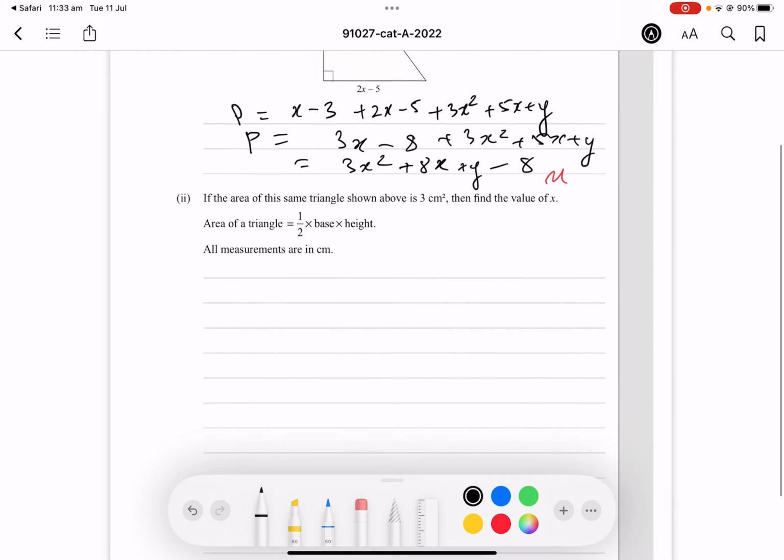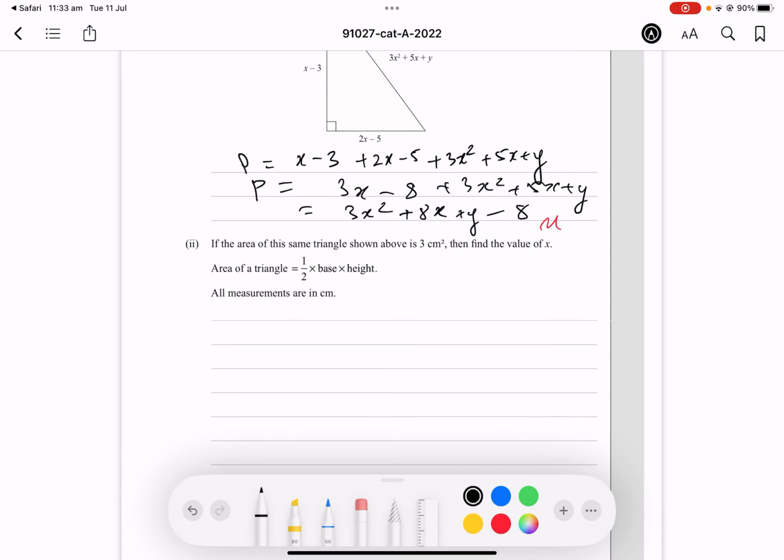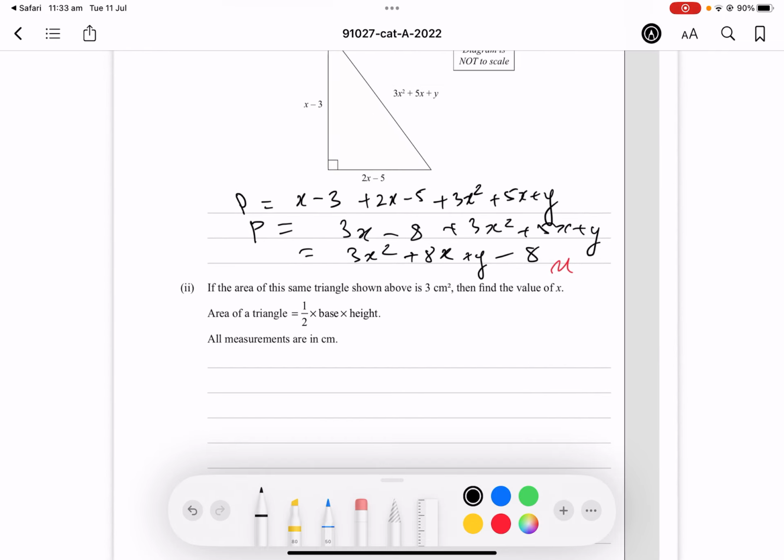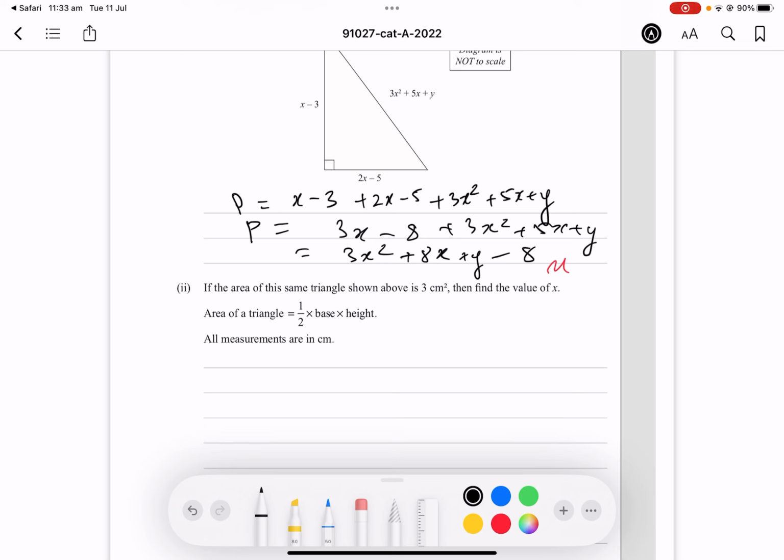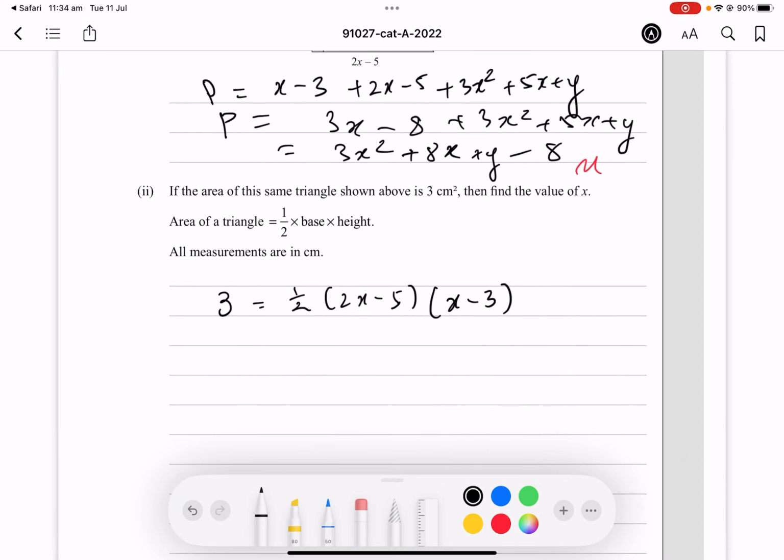Question II. If the area of the same triangle shown above is 3 centimeters squared, then find the value of x. So it's told us that the area of a triangle is half the base times height. So we know that the total area is 3. So we say that area is equal to 3. That equals 1/2 times some base, which is given as 2x minus 5, times the height, which is equal to x minus 3. And now we just need to solve this quadratic equation.